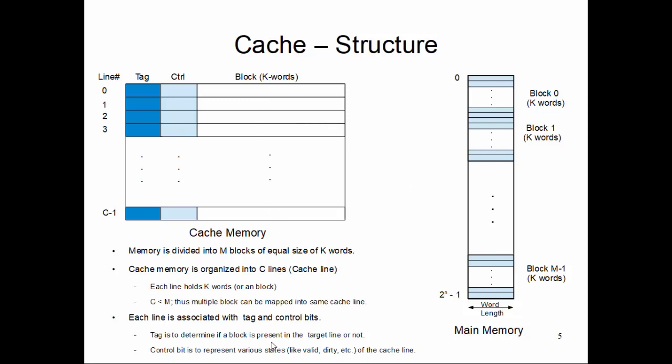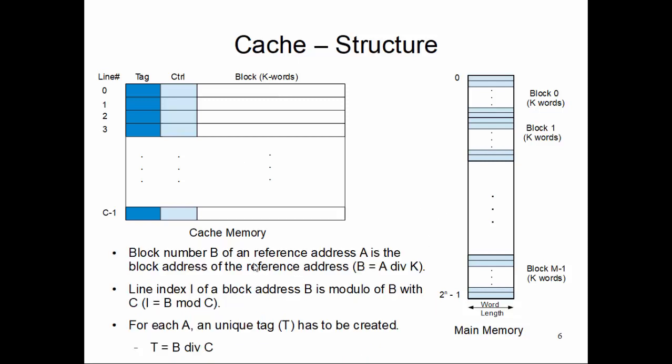And control bit is to represent various states. Example, valid, if the cache line is valid or not, or if it is dirty or not. We'll come across this term again when we explain in more detail what is meant by valid, what is meant by dirty, etc. But they are more like representing the state of the cache line, okay? Whereas tag is a unique identification for a block which can tell if a block is present in the cache memory or not.